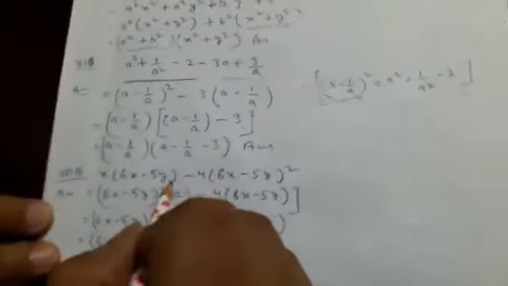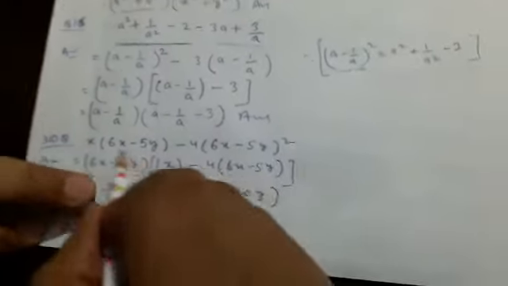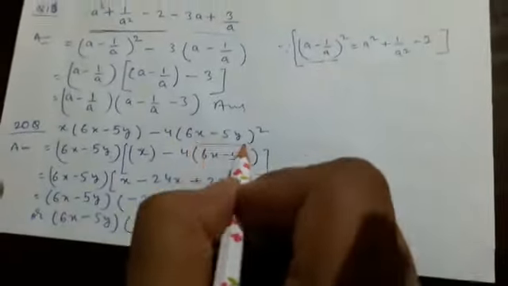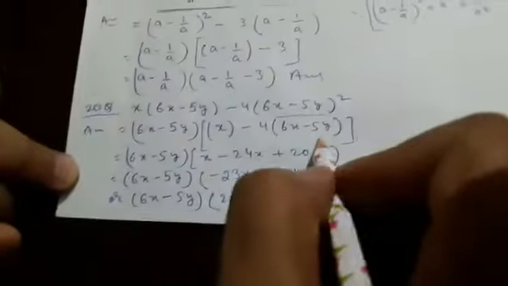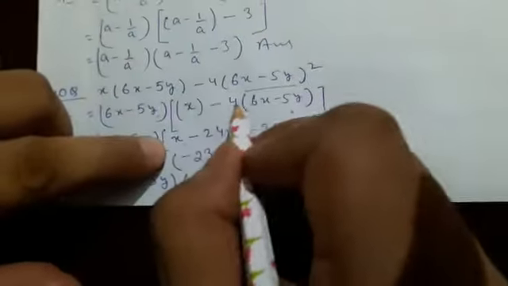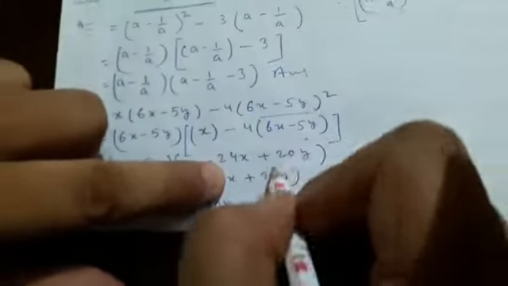So a minus 1 by a inside the bracket, a minus 1 by a minus 3 will be our answer. Now we will see question number 20. 6x minus 5y minus 4 into 6x minus 5y whole square. 6x minus 5y, we will take as common. Then here x minus 4 into 6x minus 5y, because it is 2 times, no? So 1 it will be inside the bracket.